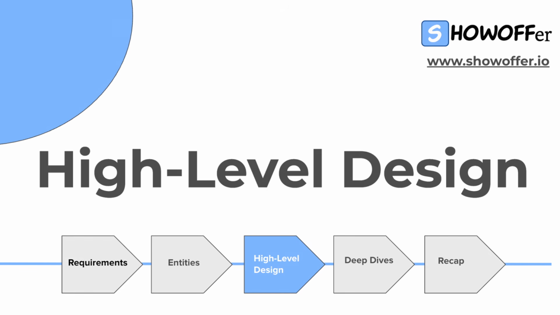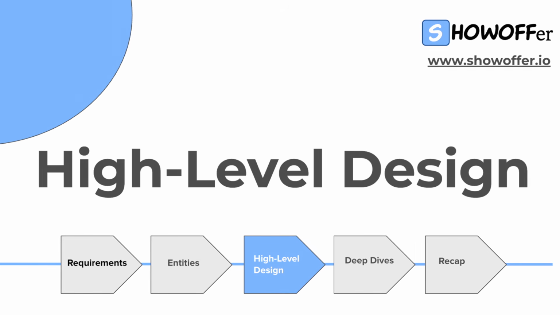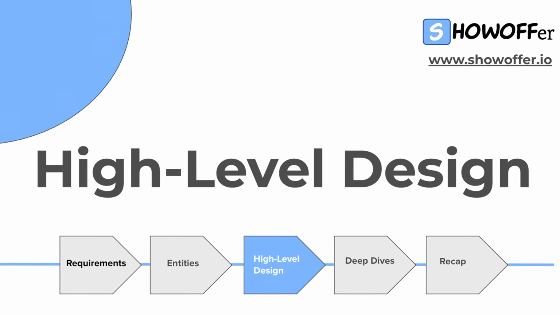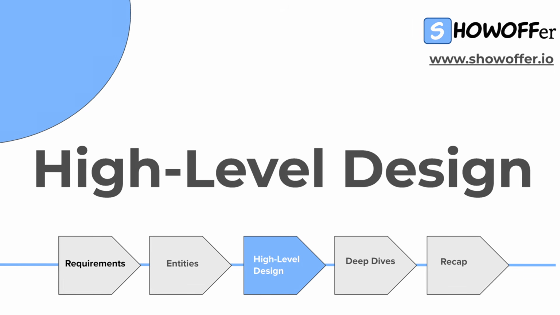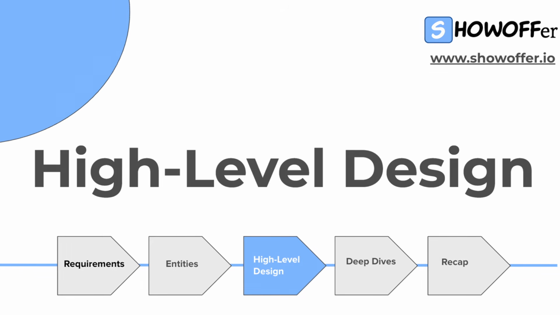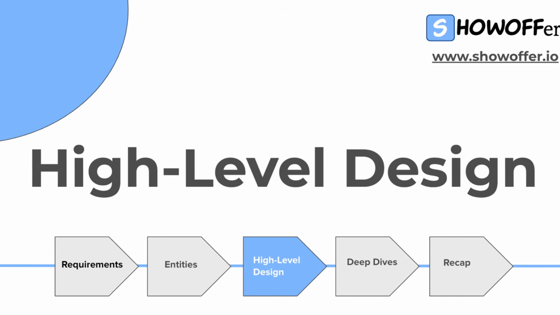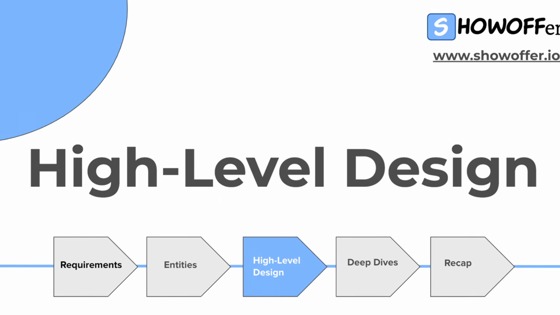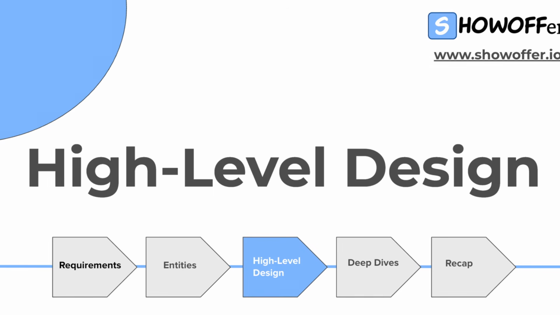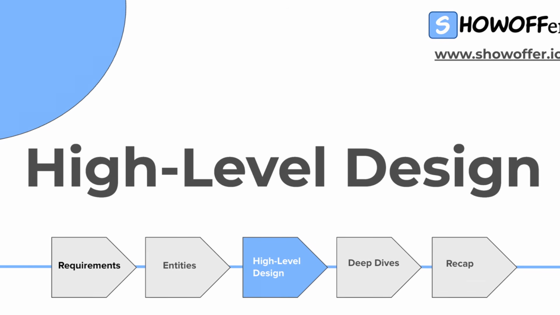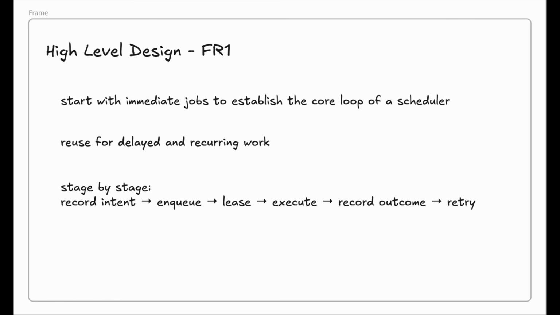Now let's come to our high-level design. In this part, we will map each of the functional requirements to a workflow diagram, link the building blocks as well as the necessary data schema to illustrate how those functions can be satisfied by this diagram. Let's start with the immediate jobs to establish the core loop of a scheduler. Because the job should run as soon as it's created, you avoid clocks or cron math and focus on the fundamentals, which in future you will reuse for the delayed or recurring work.